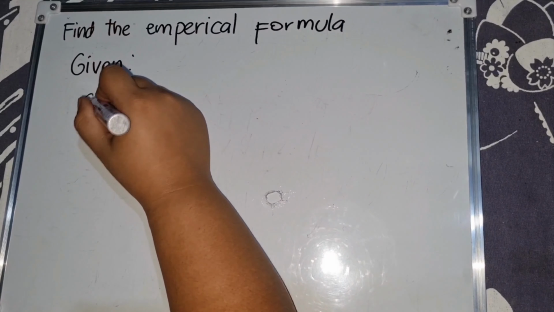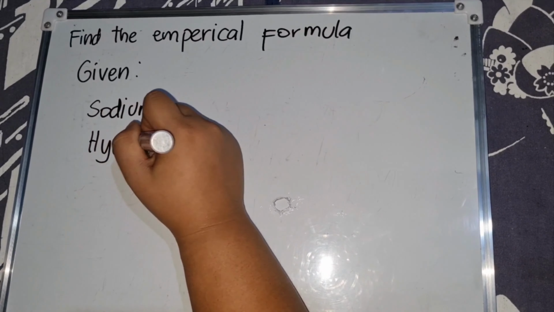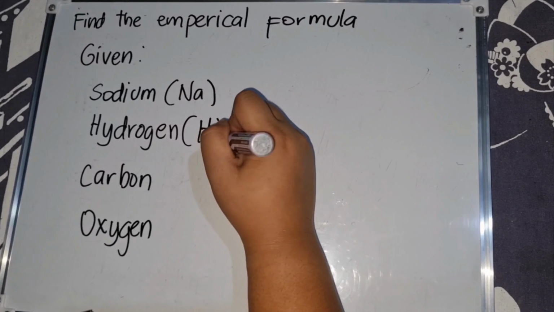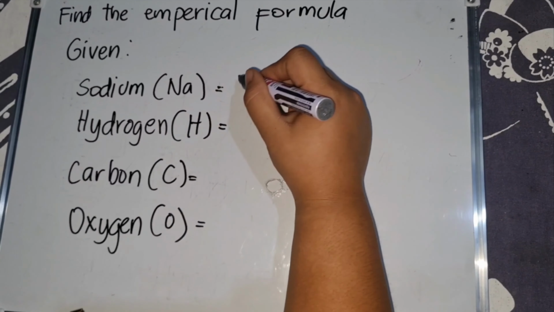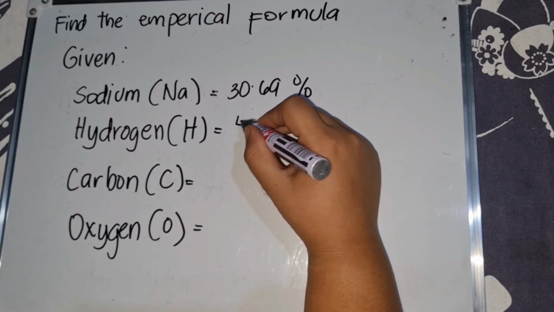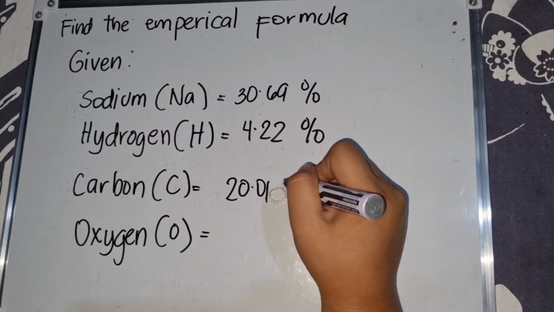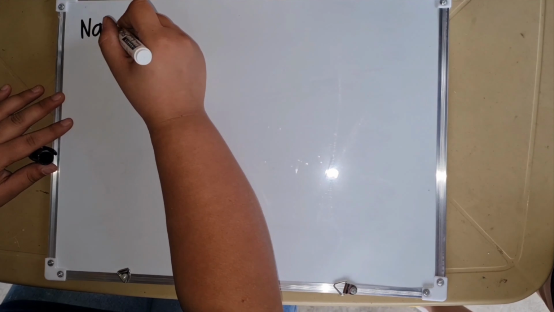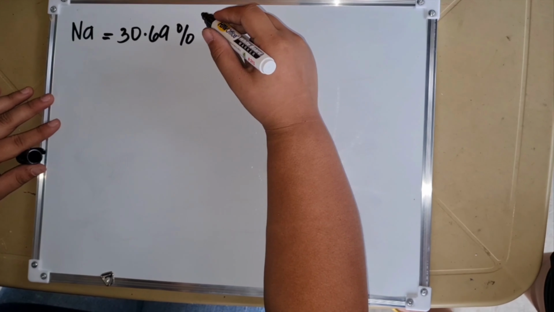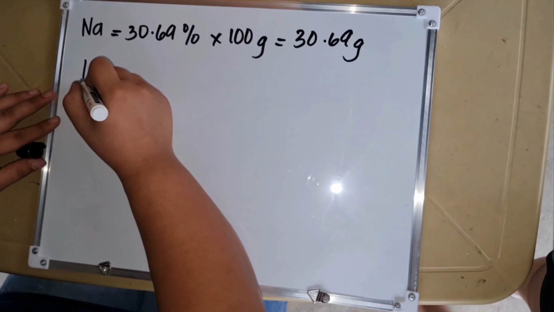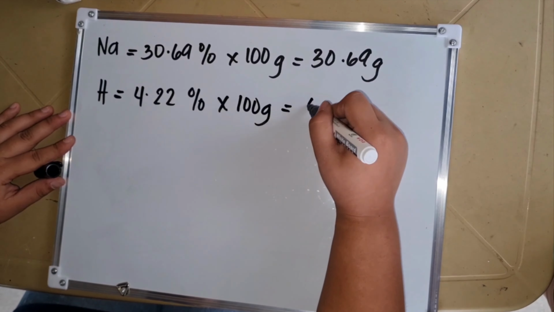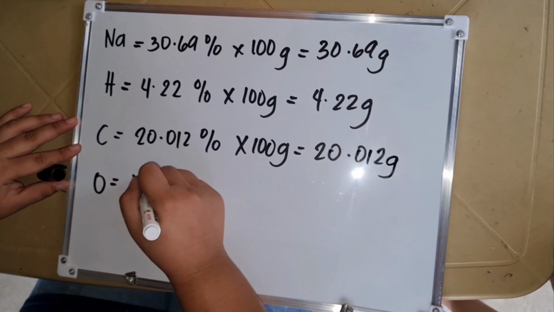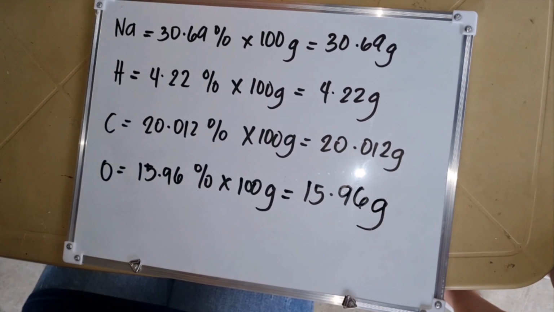In solving the empirical formula, we need to determine first the given. What we have here are sodium, carbon, hydrogen, and oxygen. Sodium has a percentage of 30.69, hydrogen has a percentage of 4.22, carbon has a percentage of 20.012, and oxygen has a percentage of 15.96. Moving on, we need to assume 100 grams so that we can convert the percentage to grams. Therefore, sodium will have 30.69 grams, hydrogen 4.22 grams, carbon 20.012 grams, and oxygen 15.96 grams.